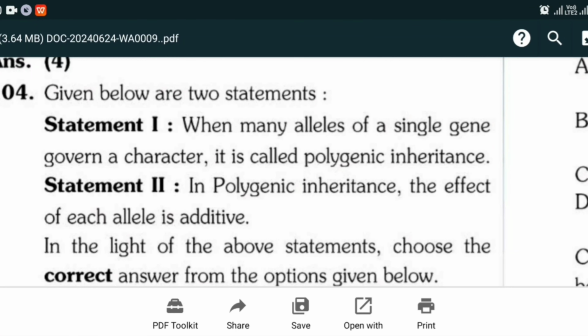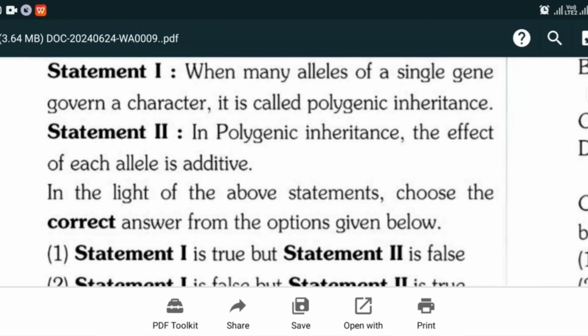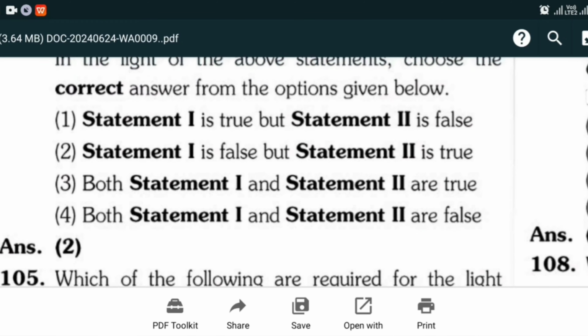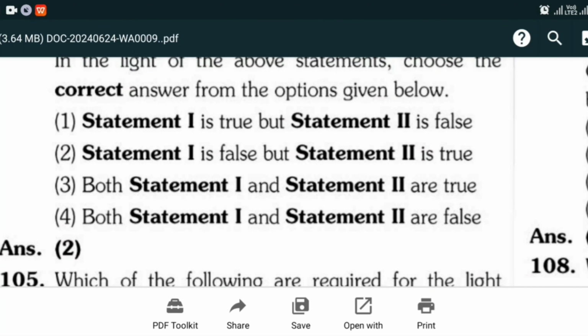Given below are two statements. Statement 1: when many alleles of a single gene govern a character, it is called polygenic inheritance. They are telling it is not a single gene, it is many genes governing a single character. That is known as polygenic inheritance. So statement 1 here is false. Then statement 2: in polygenic inheritance, the effect of each allele is additive. Additive means in polygenic inheritance, multiple copies of each allele are present, so that's why it will give an additive character. So the second statement is correct. So the second option: statement 1 is false and statement 2 is true.